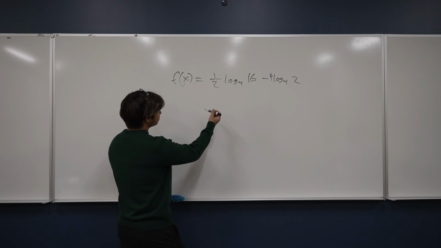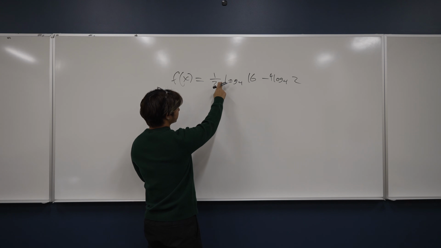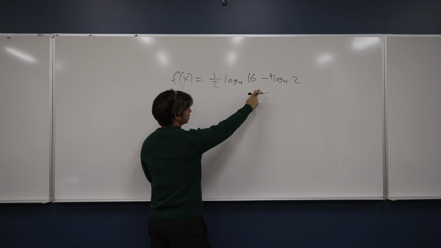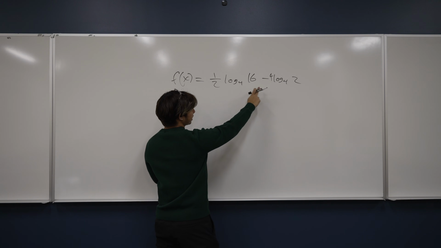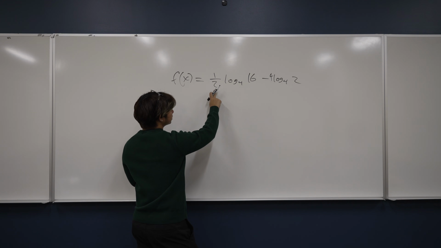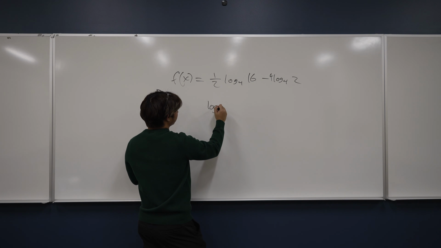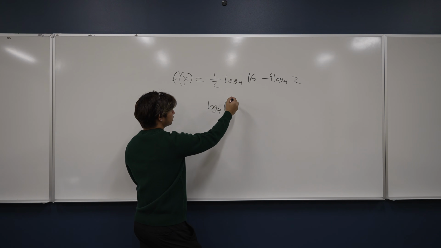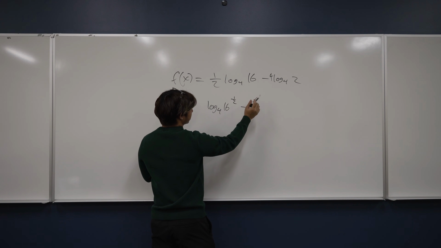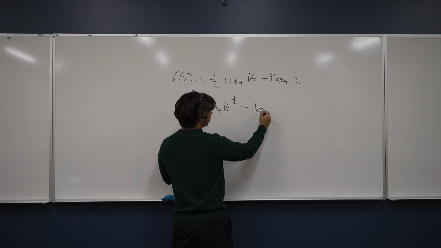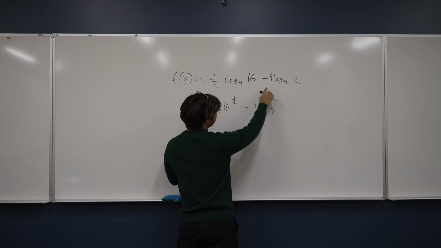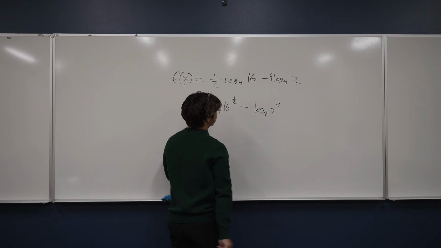The first thing I want to do is take the coefficient, whatever is in front of the log. I have 1/2 here and 4 here. I want to turn these into exponents that go up here. So log base 4 of 16, I turn the 1/2 into an exponent. Here I do the same thing: log base 4 of 2, and I turn the 4 into an exponent, just like that.